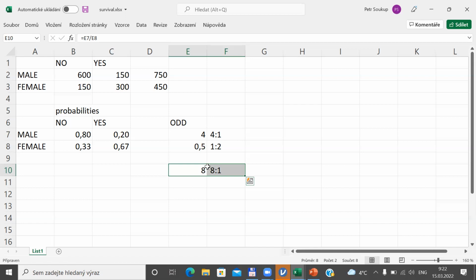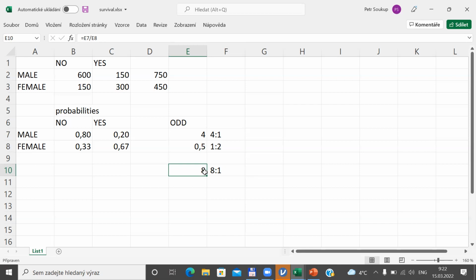So here we have 8:1, and once again, the 8:1 odds ratio is a description of the odds to be dead, and odds to be dead means the probability to be dead versus to be alive. So once again, that's a ratio. So the odds to be dead are 8 times higher for male than for female. That's the first possible interpretation.